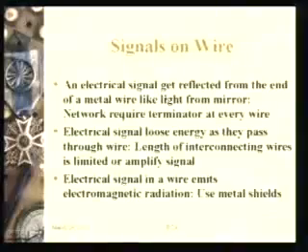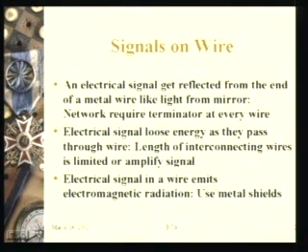Now the very first thing which I would like to share with you is, what are the typicalities when we put a signal on a wire? An electrical signal gets reflected from the end of a metal wire like light from a mirror. That simply means networks require a terminator at every wire. Most of the time we are confused about why there is a terminator. This is the reason. Electrical signals lose energy as they pass through a wire. The length of interconnecting wire is limited, or you need to amplify the signal if you are not using limited length connections.